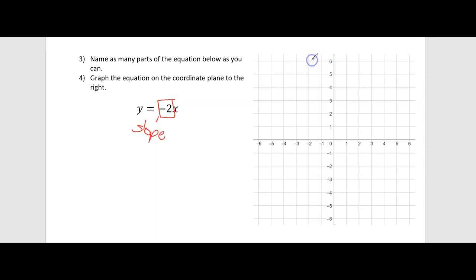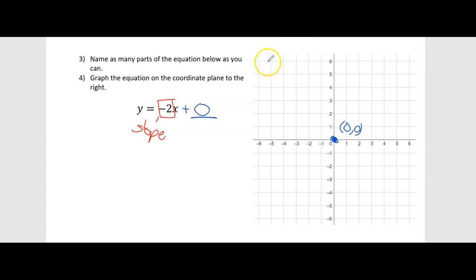Our y-intercept, now you may say, well, there is no y-intercept. Well, there is, right? It's just not written because it's 0. But I can add 0 onto the equation. It's not going to change the value of the equation. It's not going to make it unbalanced. So y-intercept here is 0. I'm going to label that right away. And that point is just 0, 0.